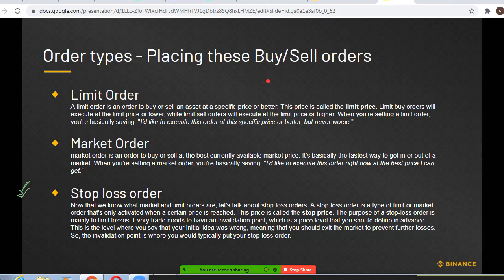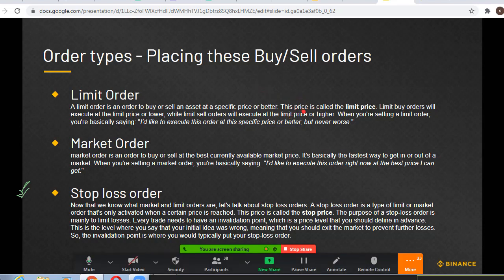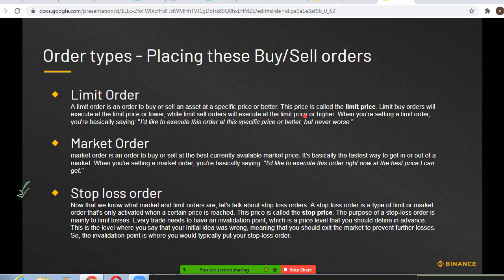Let's say, for example, you have a pair of shoes and you want to sell that pair of shoes, and you specify the price at which you want to sell them. The order will get executed at that price or at a higher price because you want to sell. If it executes at a higher price, it's a better price, but it will not execute below that limit price. That's why we say it is a specific price or better price.